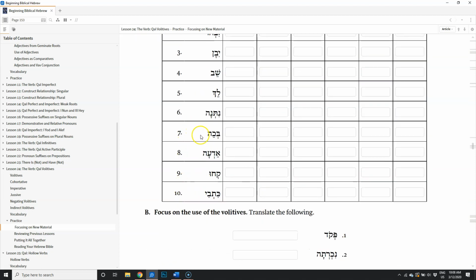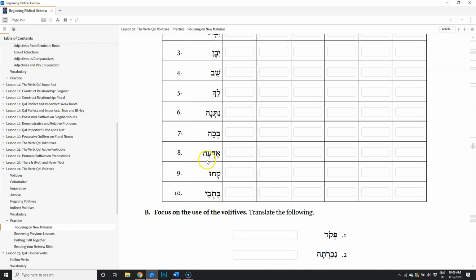All right. Then here we've got bechay. When we have a third hey verb, you can just sort of memorize the tsere hey ending as the imperative ending of a third hey verb. So this one's going to be 2ms imperative.